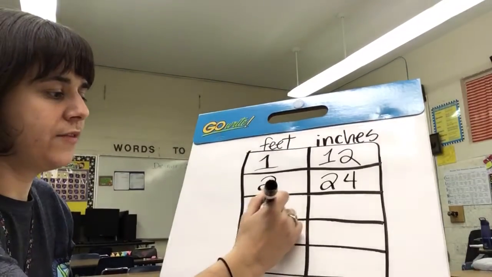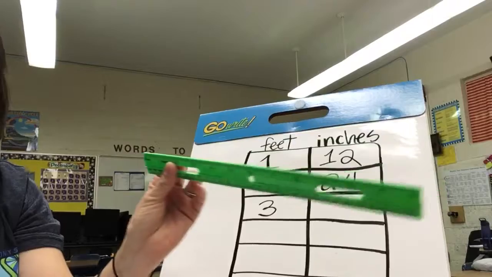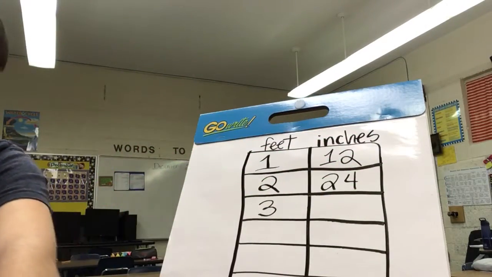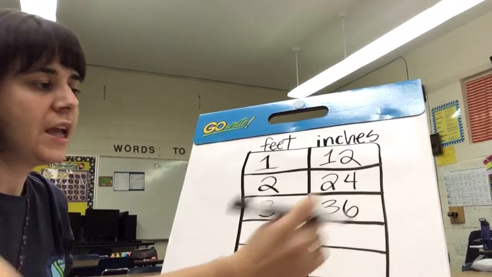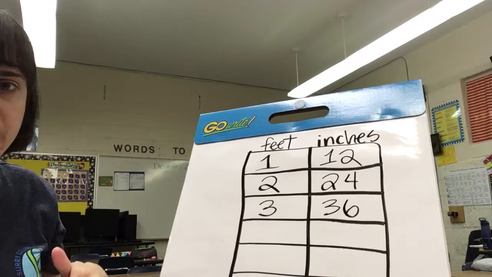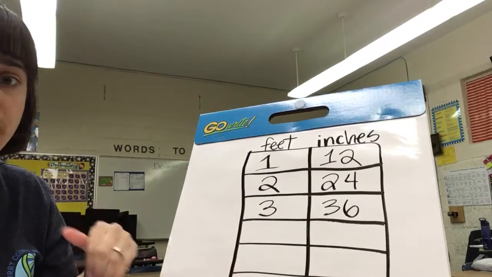If I had 3 feet, I would have 12 plus another ruler, another 12, which is 12 plus 12 plus 12, or 12 times 3, which is the same thing as 36. And we could keep going. We could fill out this chart and keep going all the way down. We're not going to do that. We're going to stop with 3 feet, 36 inches right now.